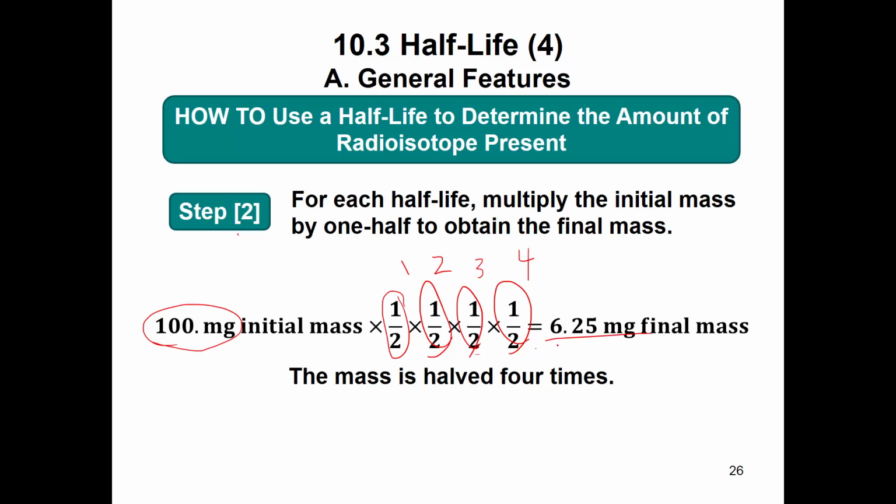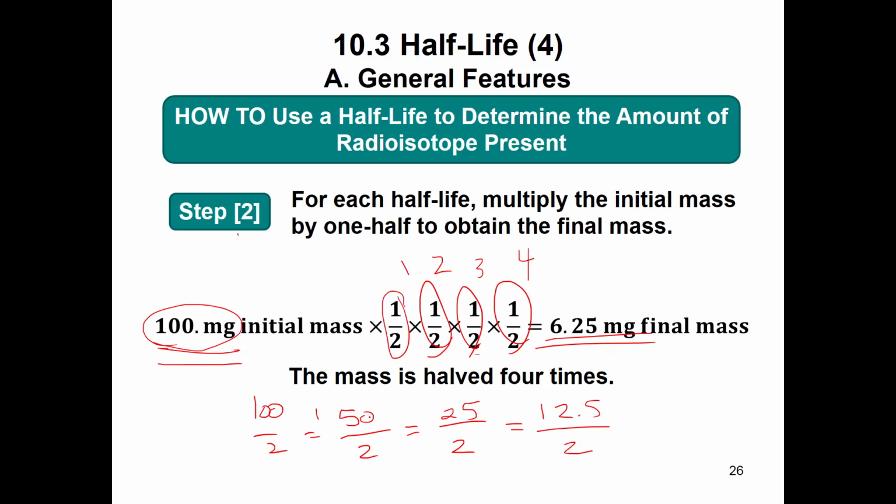And so that gives you 6.25 milligrams after 32 days. So you started with 100 milligrams, and after 4 half-lives, 100 divided by 2 is 50. That's 1. Divided by 2 is 25. Divided by 2 is 12.5. So that's 1, 2, 3. Divided by 2 is 6.25. So that's after 4 half-lives.